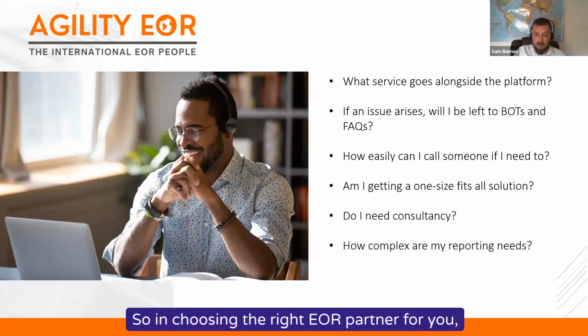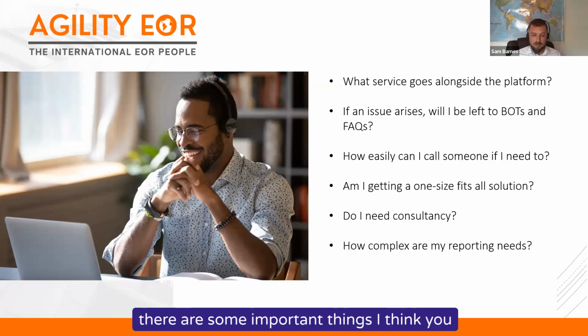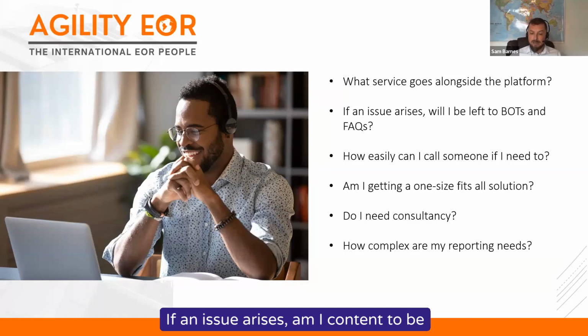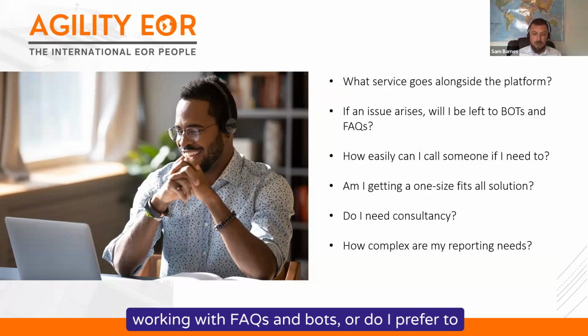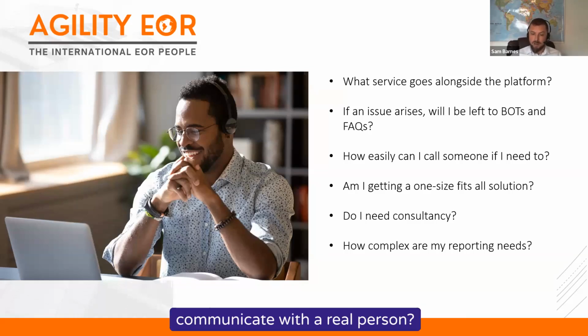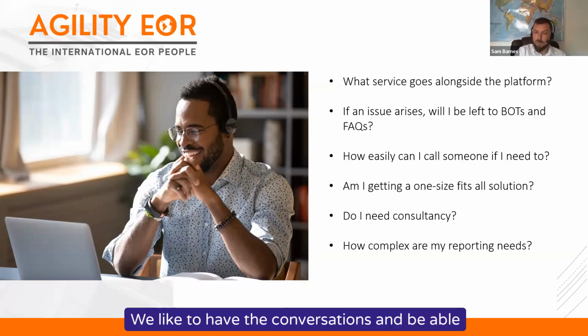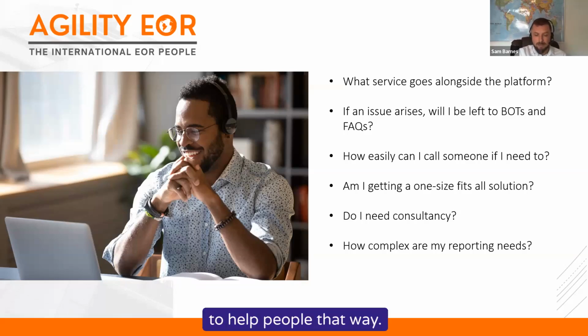So in choosing the right EOR partner for you, there are some important things I think you should be asking yourself. So what is it that goes alongside the platform? For example, do I get a dedicated account manager? If an issue arises, am I content to be working with FAQs and bots, or do I prefer to communicate with a real person? And if it's the latter, how easy is it to find a phone number for your EOR partner? Mel, I think you know that's a challenge I always like to put out there. We at Agility publish a phone number on our website, and we welcome people to call us. We like to have the conversations and be able to help people that way.